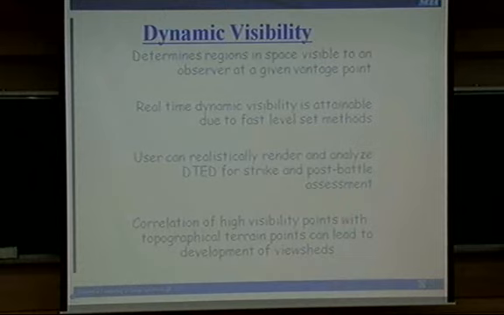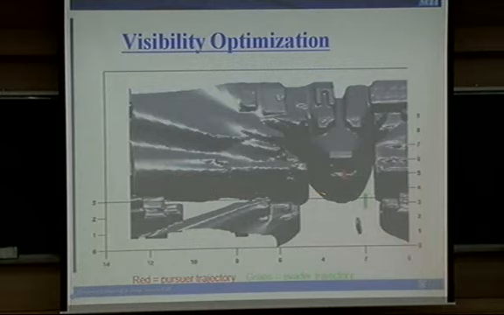Then the other one is dynamic visibility. This is a security problem. Red is the pursuit trajectory, green is the evade trajectory. Some building is there naturally, but a robber is going through this way, and a policeman is following him. So how can we trace the robber without missing him? That's a visibility optimization technique.